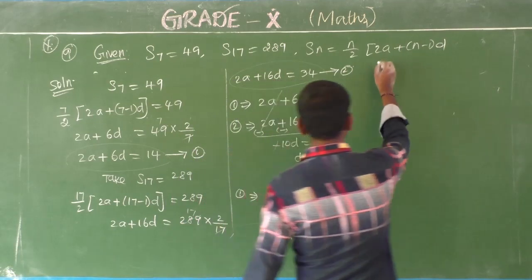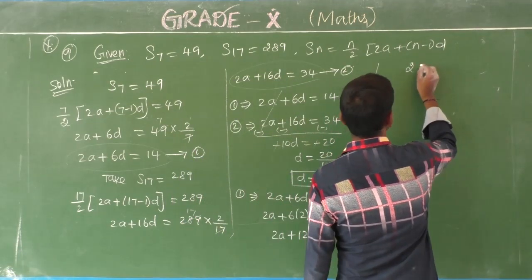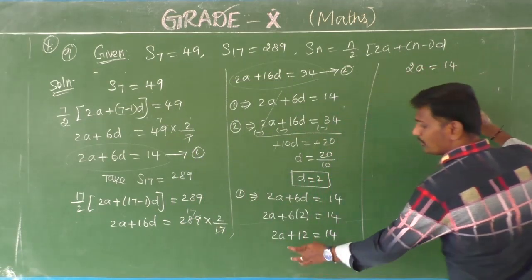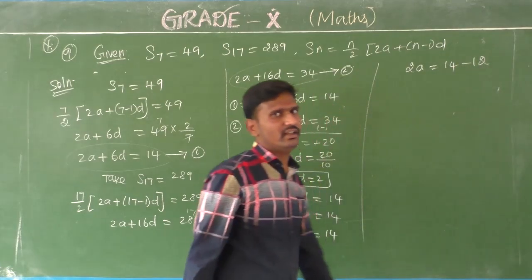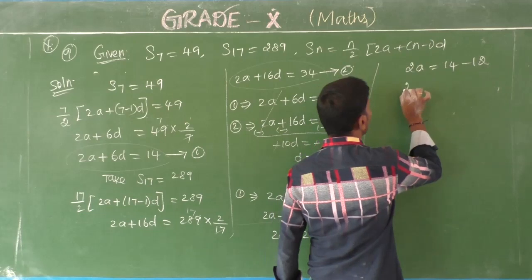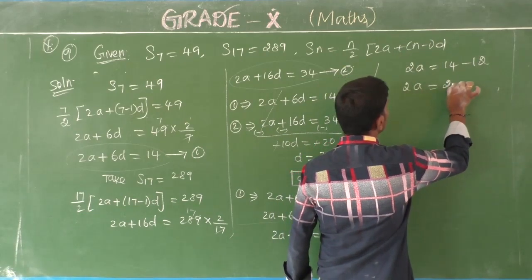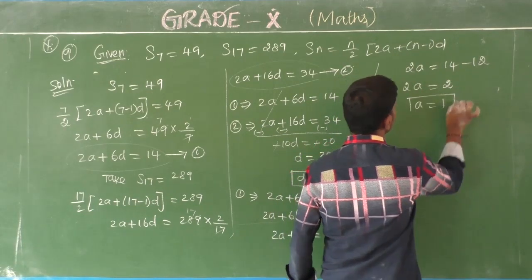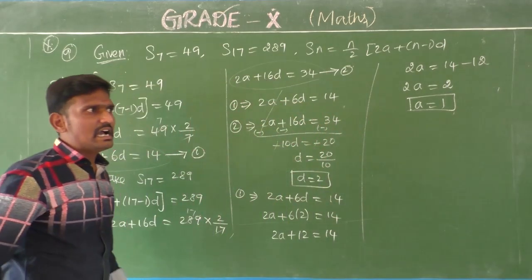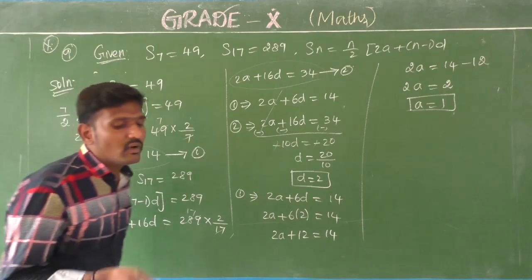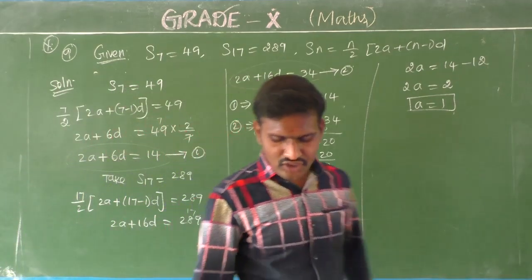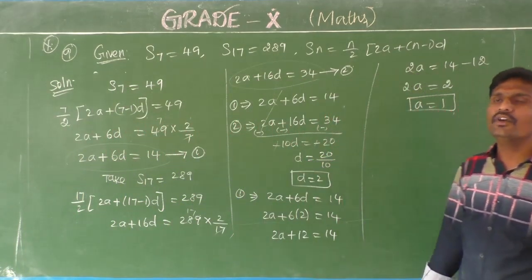Now I need only a. So 2a is equal to 14, and the 12 on that side will become minus 12. Now what will be the value of 2a? So 2a equal to 2. So the value of a is 1. 2 divided by 2 is 1. Now we have completed the value of a. Now what are they asking? Find the sum of first n terms.